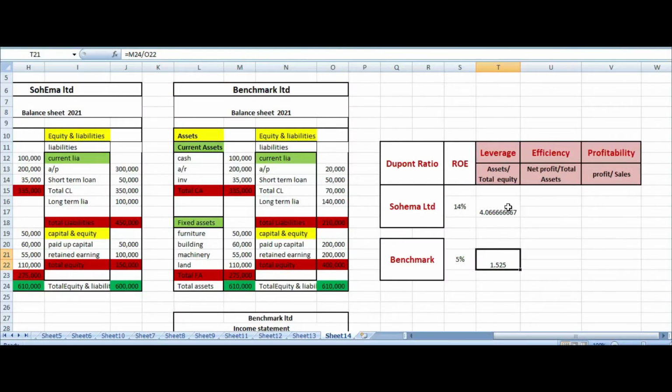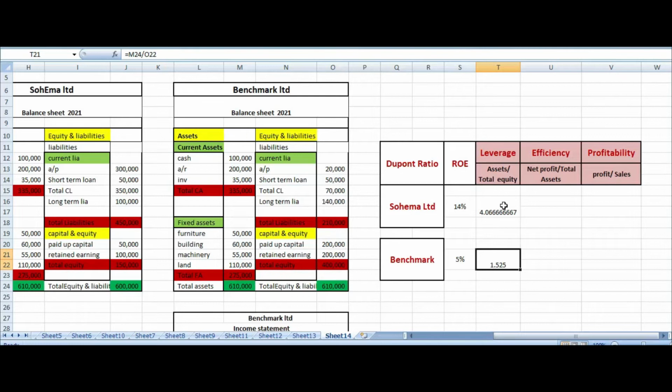On the other hand, Soima Limited has purchased most of its assets by the source of liabilities. So that's one of the reasons Soima Limited has higher ROE, return on equity. What we can conclude by looking at the leverage of both of these companies is that Soima Limited has taken maximum benefit from borrowing money. This company has taken too much borrowing, and it has purchased most of its assets through borrowing.